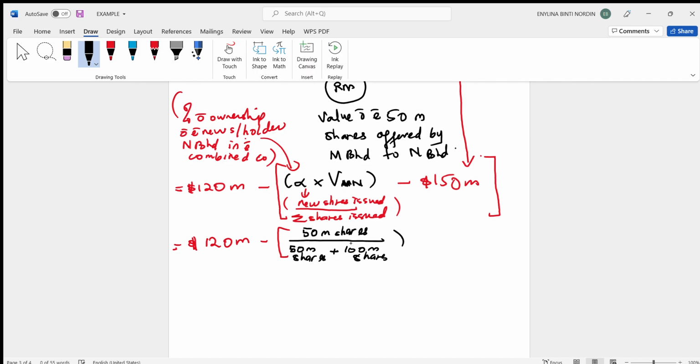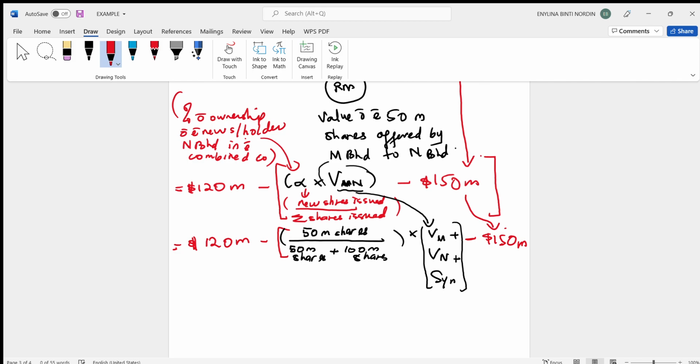Okay, and you multiply by the value of the combined firm. So how to calculate the value of the combined firm? Value of the combined firm equals to what? Value of M plus value of N plus synergy. Okay, and then don't forget to minus this value, the current value of the target firm. Okay, and then the bracket.